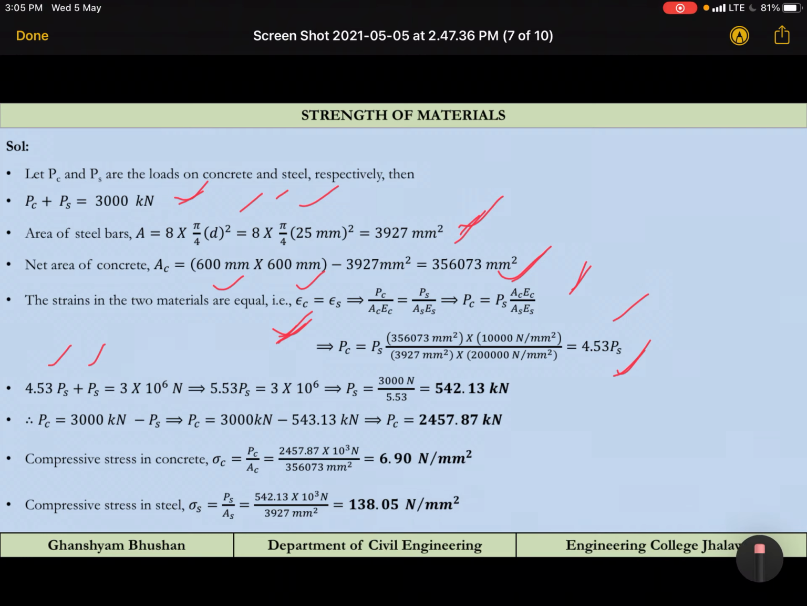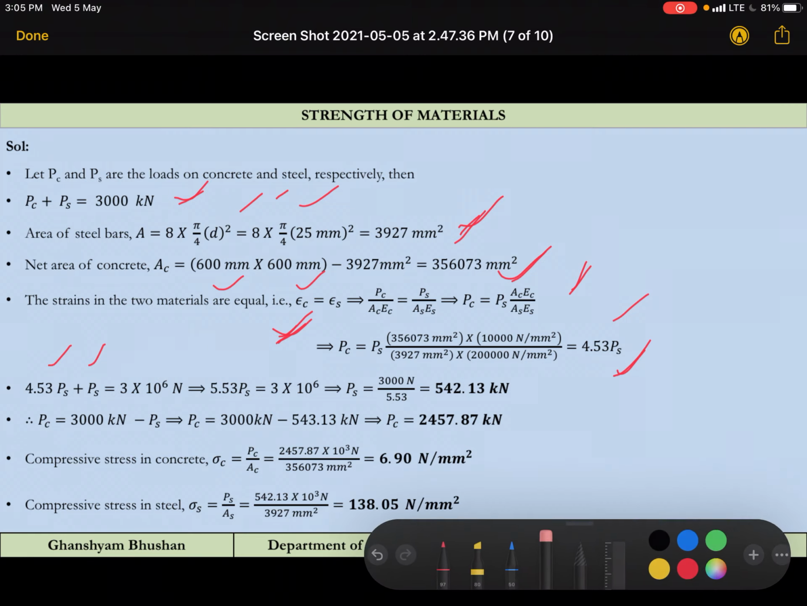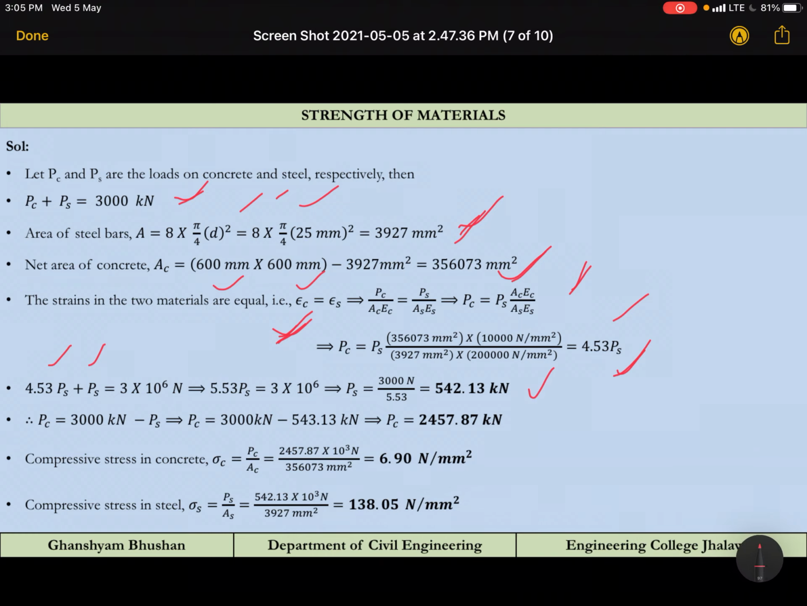So finally you are getting 542 kilonewton out of 3000 resisted by steel, and the remaining 2457.87 kilonewton is resisted by concrete. Now the compressive stress in concrete is how much? PC by AC, and compressive stress in steel is PS by AS.